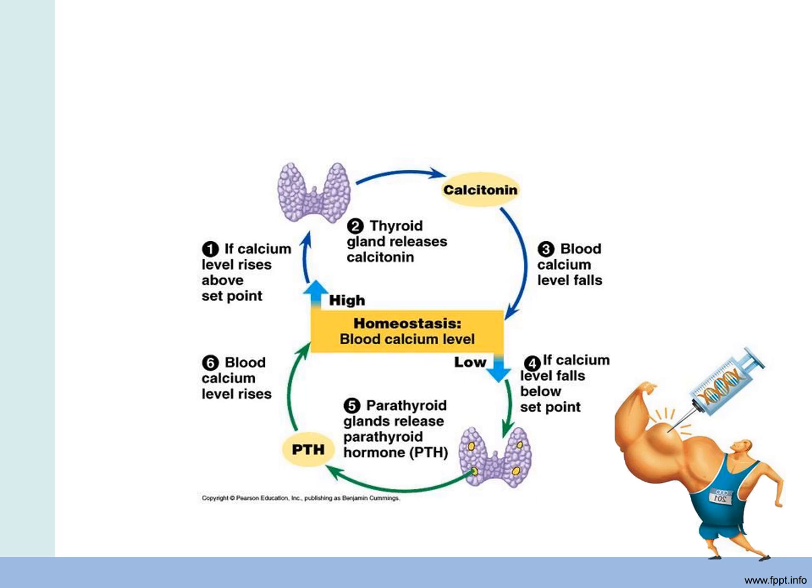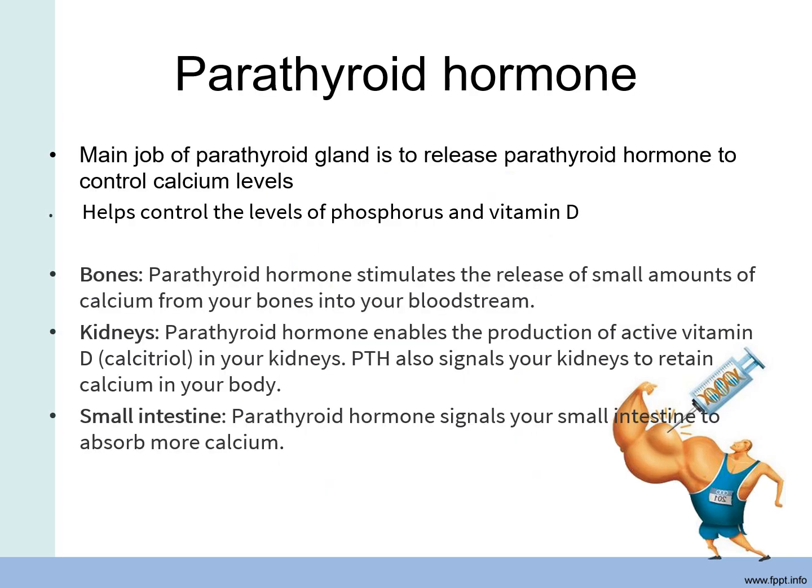So as we've seen in all of the endocrine system, there are these feedback loops that continue to help maintain normal levels of hormones in our body. The main job of the parathyroid gland is to release parathyroid hormone to help control calcium levels. It helps also to control phosphorus, which is a mineral, and vitamin D, a hormone that is in our blood. And the parathyroid hormone works on bones, kidneys, and the small intestine. And I do have some images in some upcoming slides showing this.